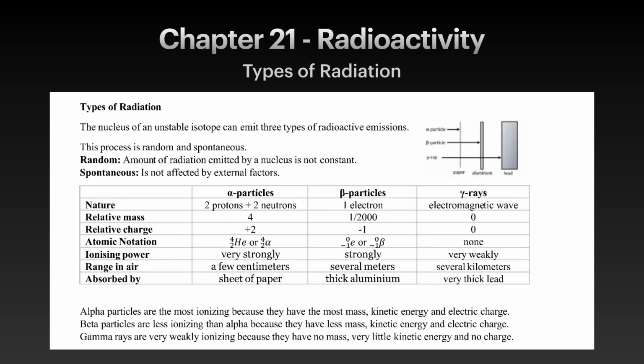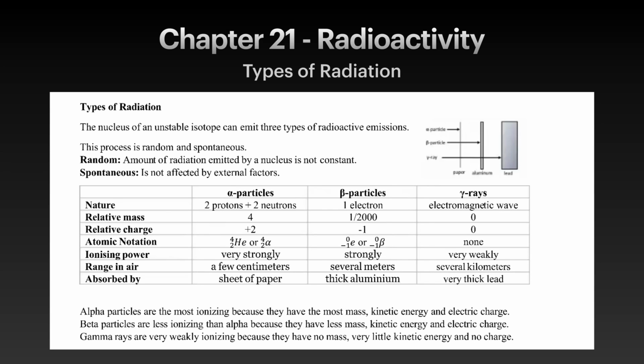The next is beta particles. They are fast-moving electrons with a -1 charge. They have moderate ionization, a longer range in air, and are stopped by thin aluminium or thick aluminium.